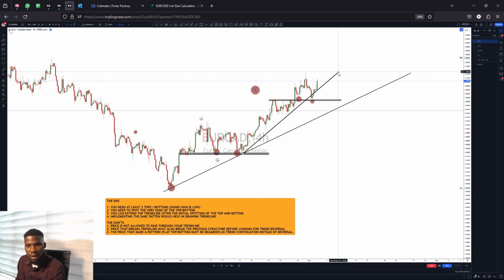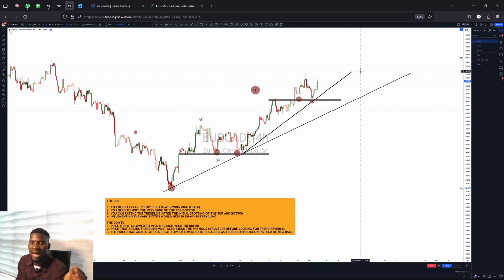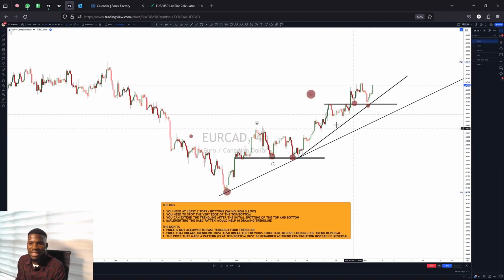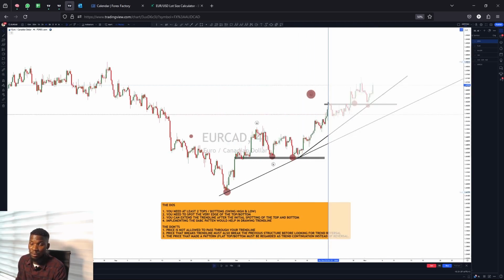So what do you do? You adjust your trend line back here, just to pick the last bottom. Okay, the price is not allowed to move in and out of the trend line. It's not looking cool anymore. It doesn't look cool anymore at all. So that is why it is very important to know how to draw a trend line properly. And you might be asking about the inner trend I drew, the one that I'm drawing right now.